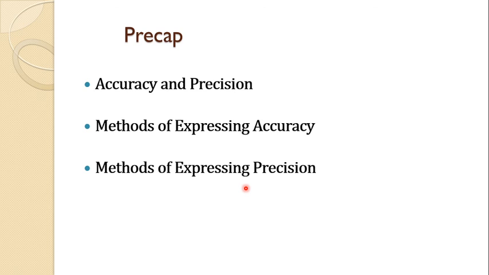In the next lecture we will see accuracy and precision and their methods of expression. For accuracy, methods like absolute error and relative error. For precision, deviation, mean deviation, standard deviation, relative standard deviation, like this.